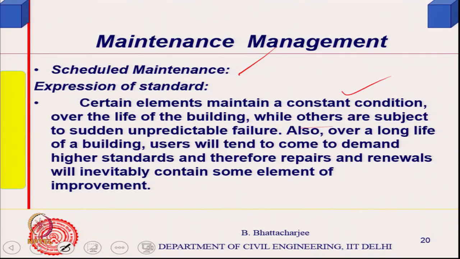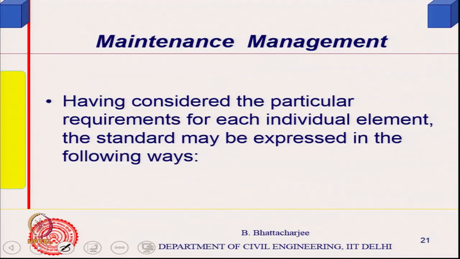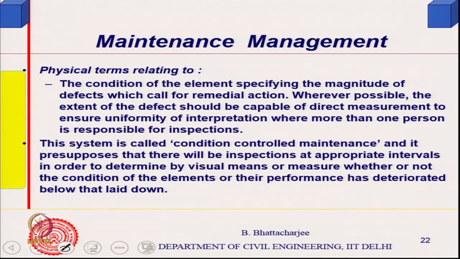Also, over a long life of a building, users will tend to come and demand higher standards, as we said already. Certain elements maintain a constant condition over the life of the building, while others, as I have discussed already, are subject to unpredictable failure. Therefore, repairs and revisions invariably include some content of improvement, which I have shown you and just mentioned. So, standards may be expressed in the following ways, physical terms, that is what I say.